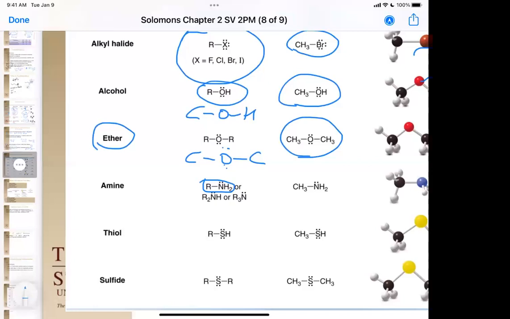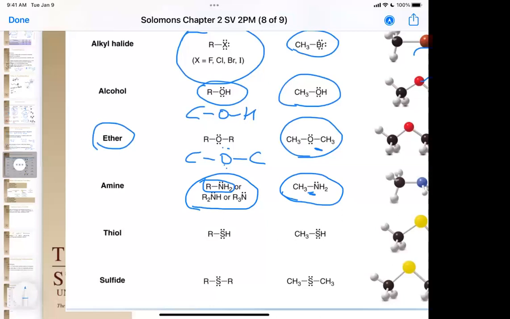Because nitrogen can bond up to 3 times, because it has 5 valence electrons, you can have 1 carbon nitrogen bond, or 2 carbon nitrogen bonds, or 3 carbon nitrogen bonds. As long as there's a carbon nitrogen bond, it's an amine. So that's why we have 3 different structures here. We can have 1 R group, 2 bonds to carbon, 3 bonds to carbon. And again, this is slightly less polar than these bonds here because it's slightly closer to carbon.